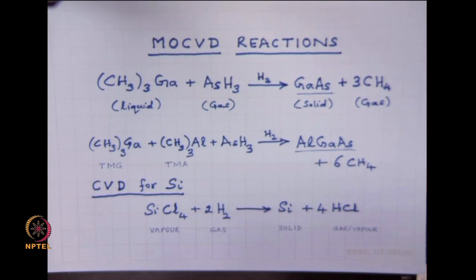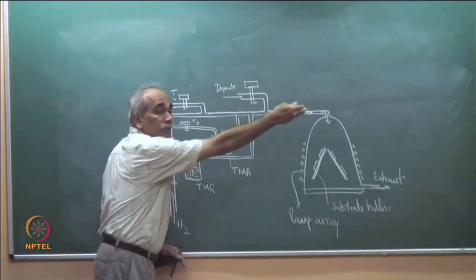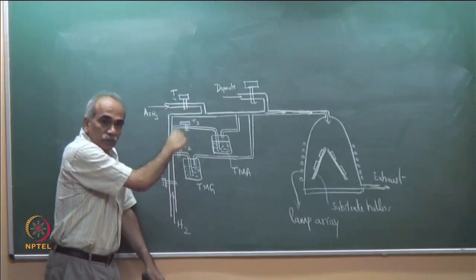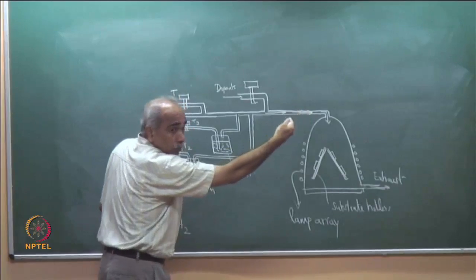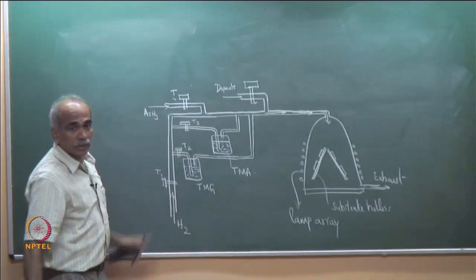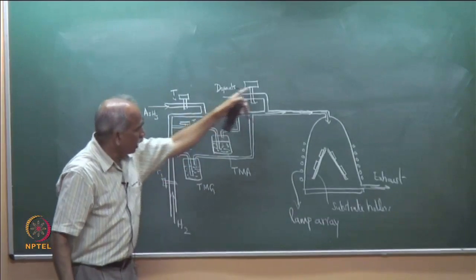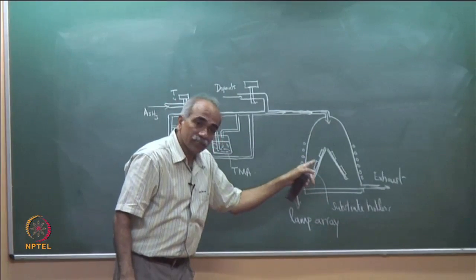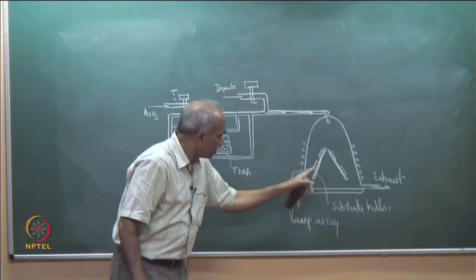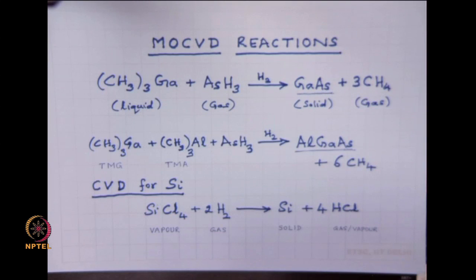It is a vapor phase epitaxy because the trimethyl gallium and trimethyl aluminum are carried by hydrogen gas in the form of vapors. Hydrogen is bubbling through this. So these are mass flow controllers. The rate at which the vapors have to go is controlled by the mass flow controllers T1, T2, T3. So here is arsine coming, and any dopant if you want to add, you also add the dopant gas. The reaction is taking place on the surface of the substrate, and the gallium arsenide which is formed here is directly deposited on the surface.